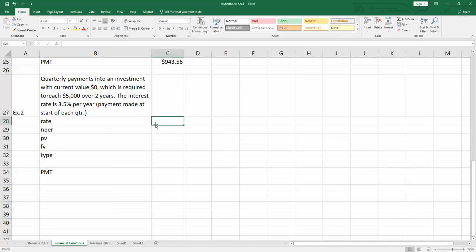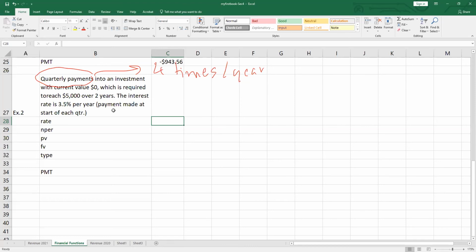In this case, you can see that it says quarterly payments. Quarterly payments means that you pay 4 times a year, right? Because it is a quarterly payment, you pay 4 times a year, or you pay every 3 months. That is the meaning of quarterly payment.